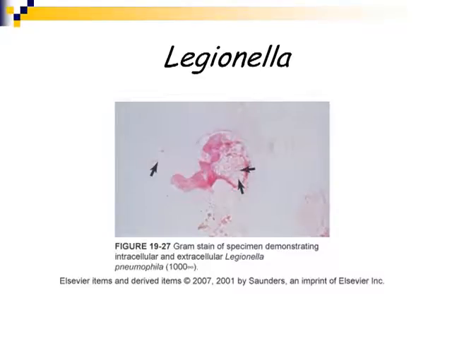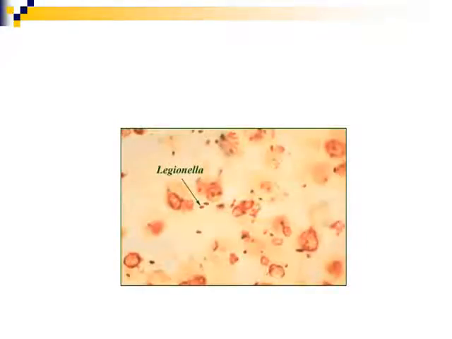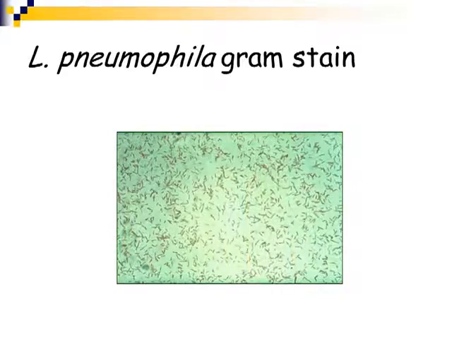Here's a gram stain of both intracellular and extracellular Legionella pneumophila. And you can see the organism is very difficult to see. It doesn't stain well, so it's very, very light pink. Very easy organism to miss under a microscope. Here it is again, extracellular and intracellular in a clinical specimen. And here's a gram stain, and you can see it is pleomorphic. There are some more filamentous rods, as well as some tiny coccobacilli.